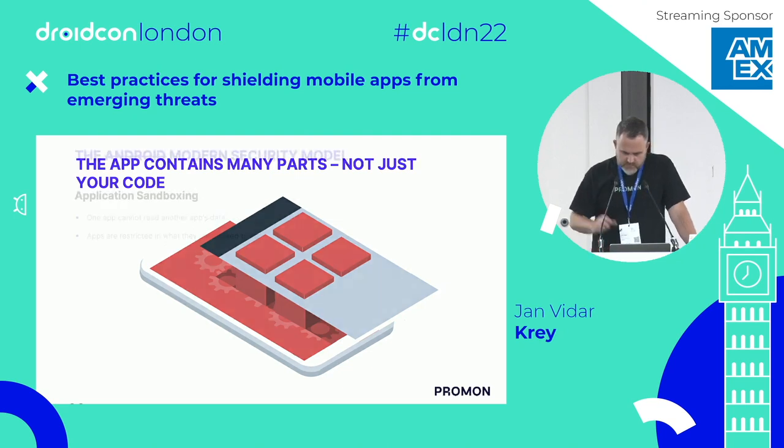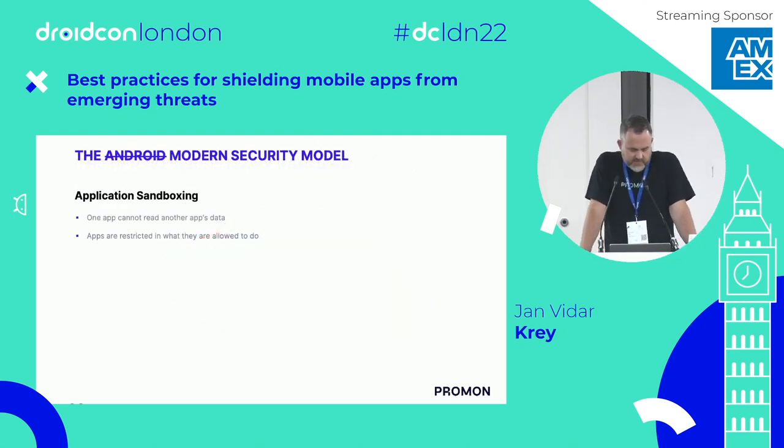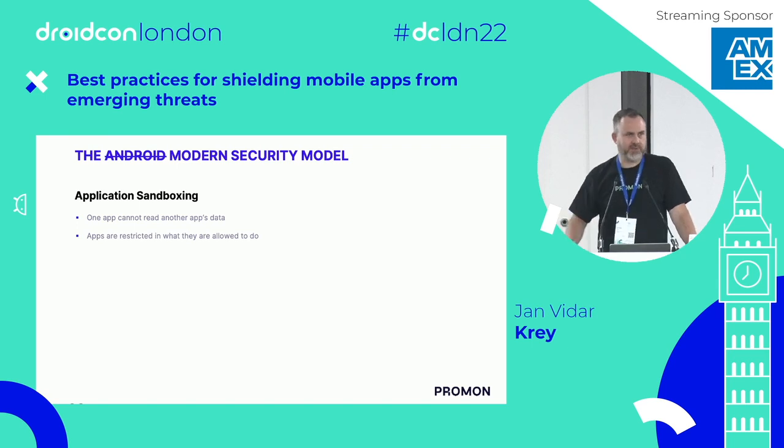So if we talk about the Android security model, or what I think is more the modern application security model, I think the most important thing that was done on these devices was the sandboxing, which basically means that one application does not have access to data from another application. And of course, they can be restricted in what they can do.